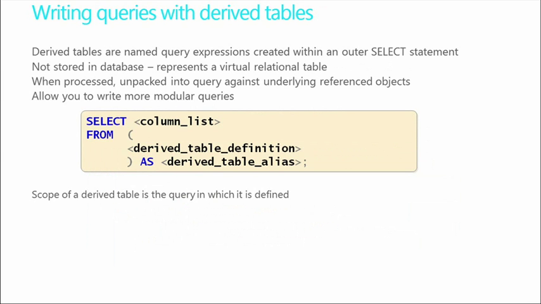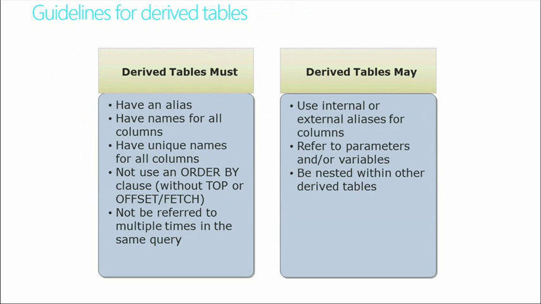Derived tables are named query expressions created with an outer select statement. I think we just saw a good idea of those. Derived tables must have an alias and have names for all columns. Every column has to have a name, and those names must be unique. They are not used in an order by clause and cannot be referred to multiple times in the same query. So a few ideas about how derived tables are used: they may use internal or external aliases, they may refer to parameters and variables, and they may be nested within other derived tables.